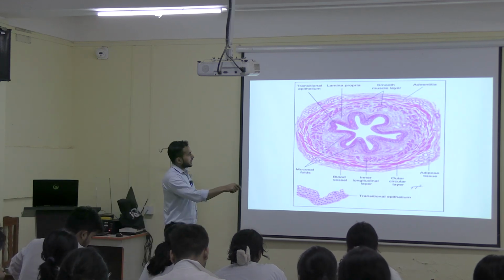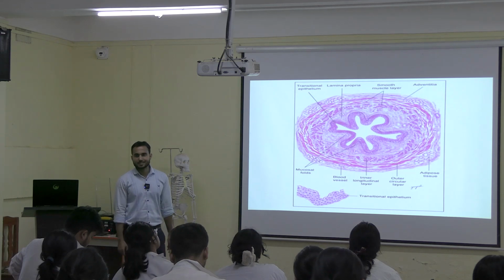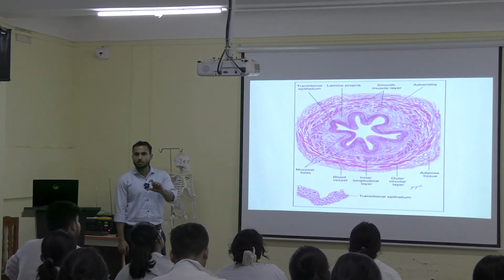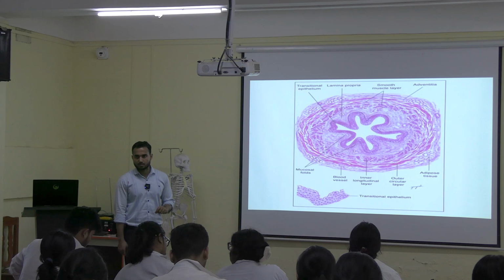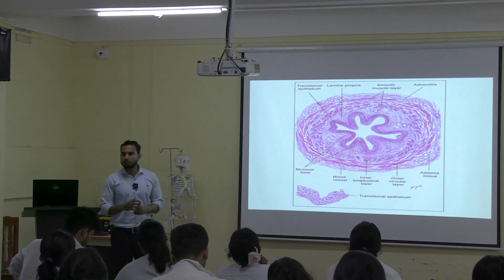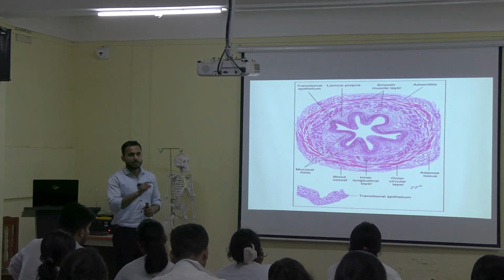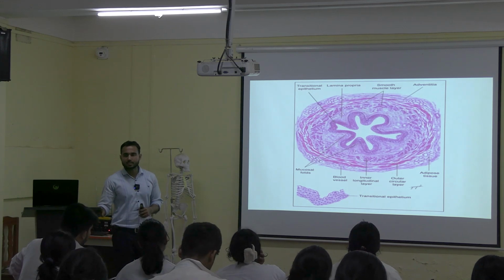Now this is the lining epithelium, which is transitional epithelium, 4 to 6 cells thick. That means approximately 4 to 6 layers of cells are present. What does transitional mean? It is stratified. Stratified means multiple layers of cells, more than one layer. So here about 4 to 6 layers of cells are present.